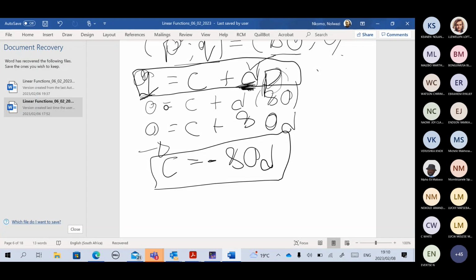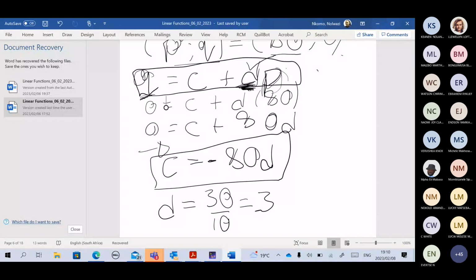And then, that's the statement that I said I will go back to. We are told that he will increase the output by 30 for every 10 rand increase in price. Meaning the slope is equal to 30 over 10, which is 3. That means for our slope here, which is D, we'll have 3.